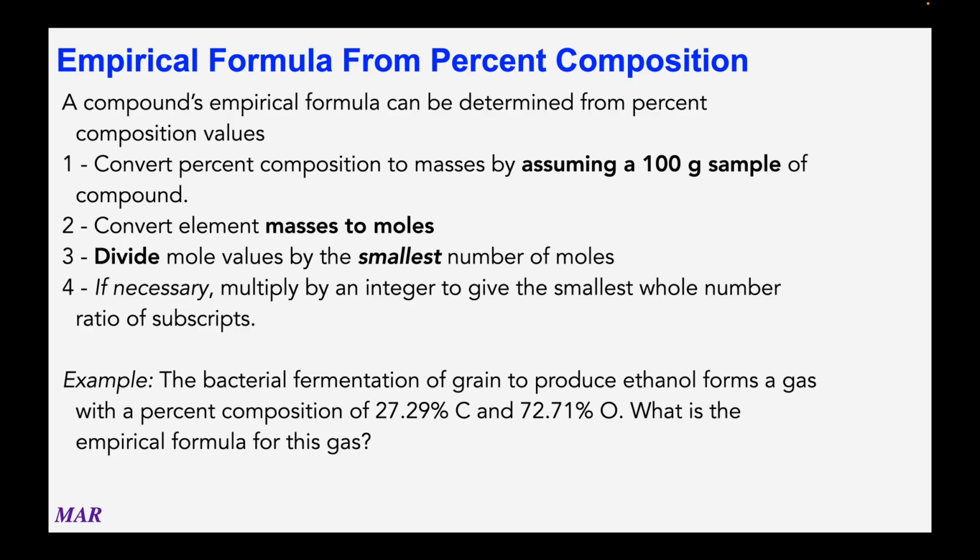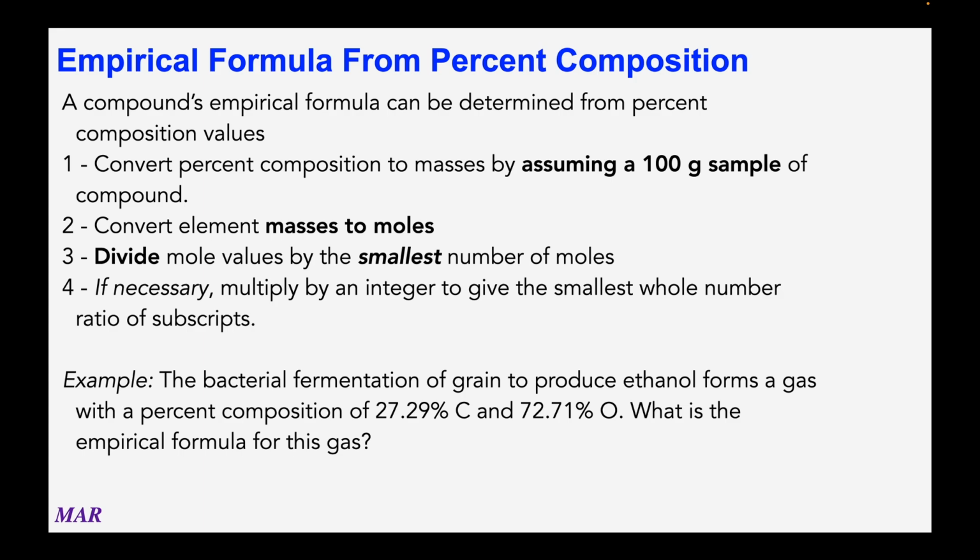You can then take the grams, turn them into moles by dividing by the molar mass. You'll get 2 mole amounts. You'll divide both of them by the smaller one to try and get at least the first one a whole number, and the second one will hopefully be a whole number. But if it's not, you can multiply everything through to get whole number atoms, because remember, chemists like whole number atoms. So in this example, we're going to look at some kind of a bacterial fermentation of grain, and we end up with a gas which is 27.29% carbon and 72.71% oxygen. And the question is, what's the empirical formula of this gas?